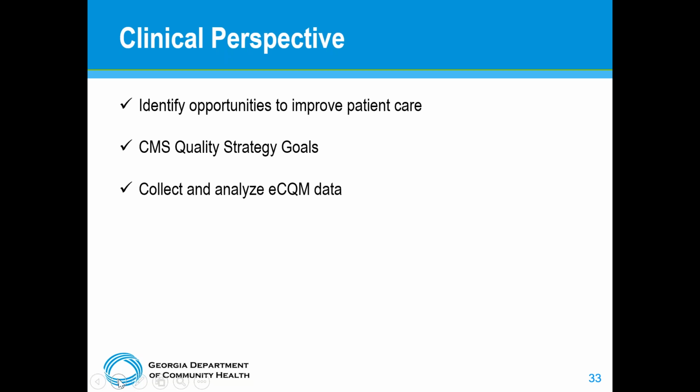So then to talk about the CMS quality strategy goals, we've all heard of the triple aim: better care, lower cost, better patient care experience. But the CMS actual mission statement says this, and I'll just read it. It says, to optimize health outcomes by leading clinical quality improvement and health system transformation. And there are 6 components to this goal. And I'll just go through them very briefly.